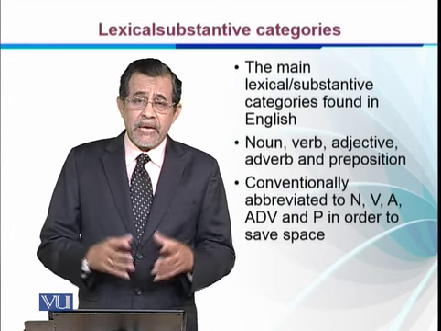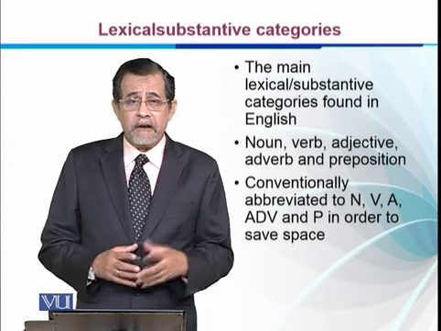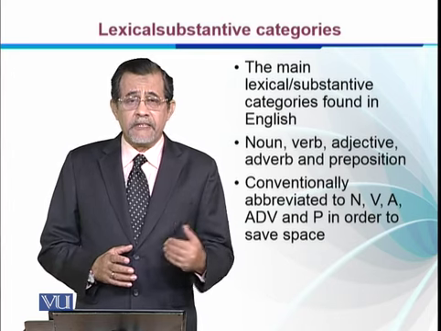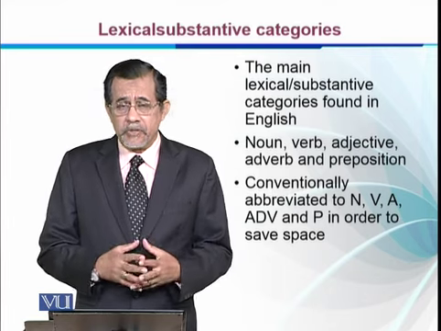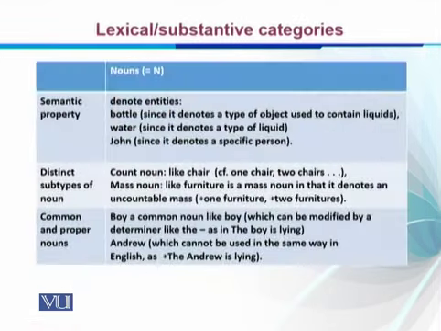They are generally abbreviated as N for noun, V for verb, A for adjective, ADV for adverb, and P for preposition, right? So let's look at how they are recognized. What morphological aspect do they have? What syntactic function do they perform? What are the different types of these categories? So we begin with the noun. Generally, we use N as the abbreviated form of noun.